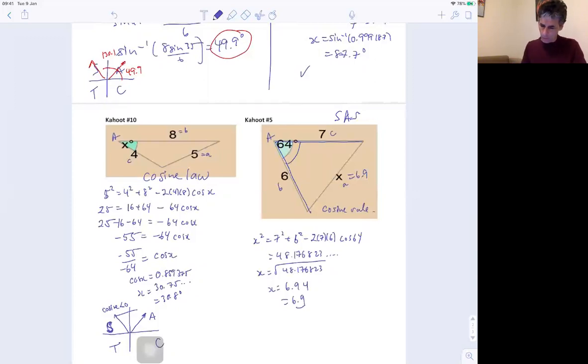Now over here, if we look, we've got all 3 sides. We've got a side here, and a side right along this side here. So not surprisingly, we'll call that SSS. SSS and SAS, it is the cosine law.